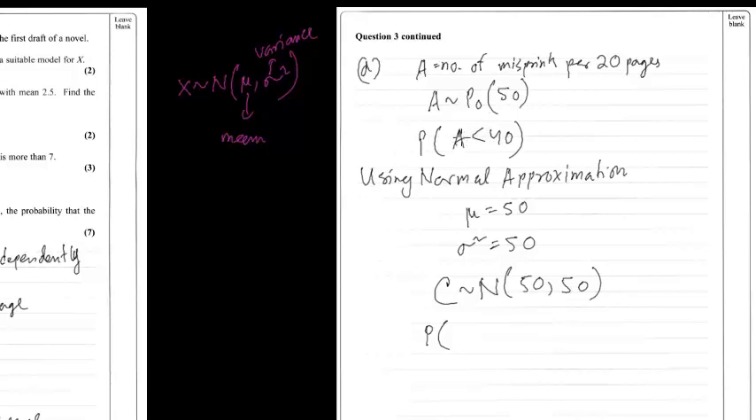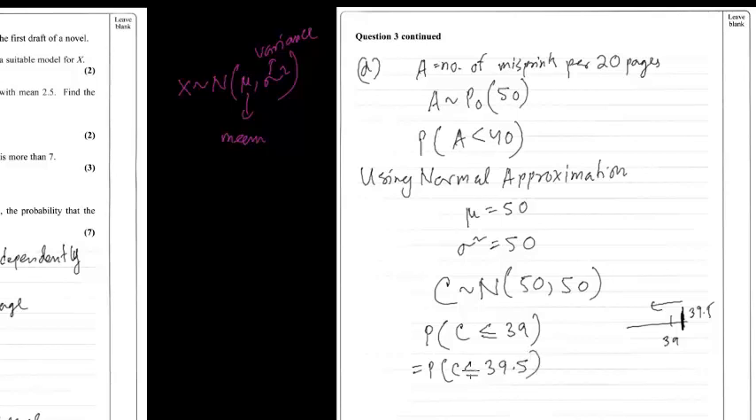Now we need to do continuity correction. So A is less than 40. We have to make it less than or equals to. C is less than or equals to 39. Less than 40 means 39. It has to be equal to for continuity correction. That means if it is 39 and we want less than, we have to start a bit earlier for the continuity correction. That makes it 39.5, just 0.5 backwards. That's the continuity correction. So C is less than equal to 39.5.